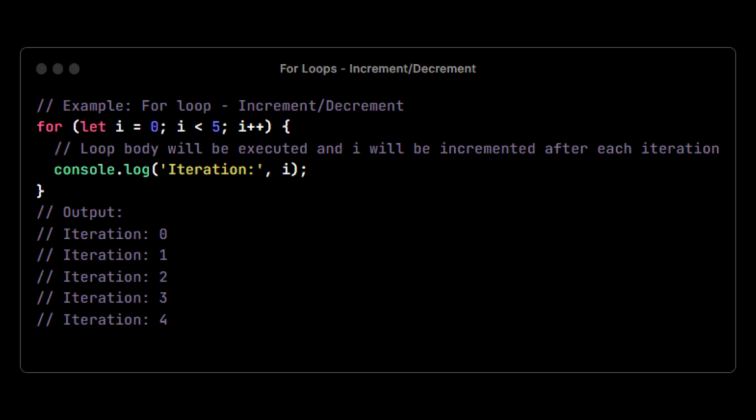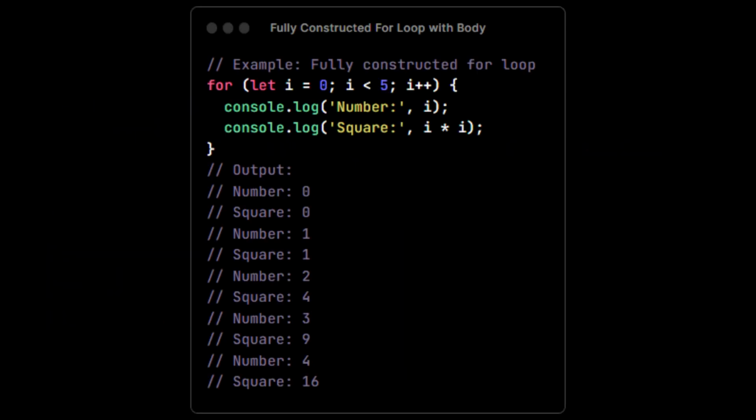For loops, increment, decrement. After each iteration of a for loop, the increment or decrement statement is executed. It updates the loop control variable, allowing progression towards the termination condition. Fully constructed for loop with body. Now let's put all the components of a for loop together and create a fully constructed loop with a body.